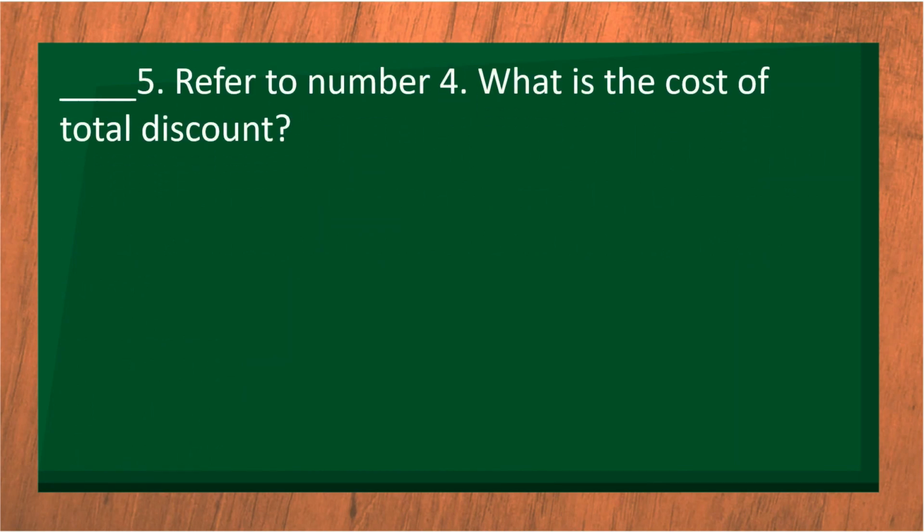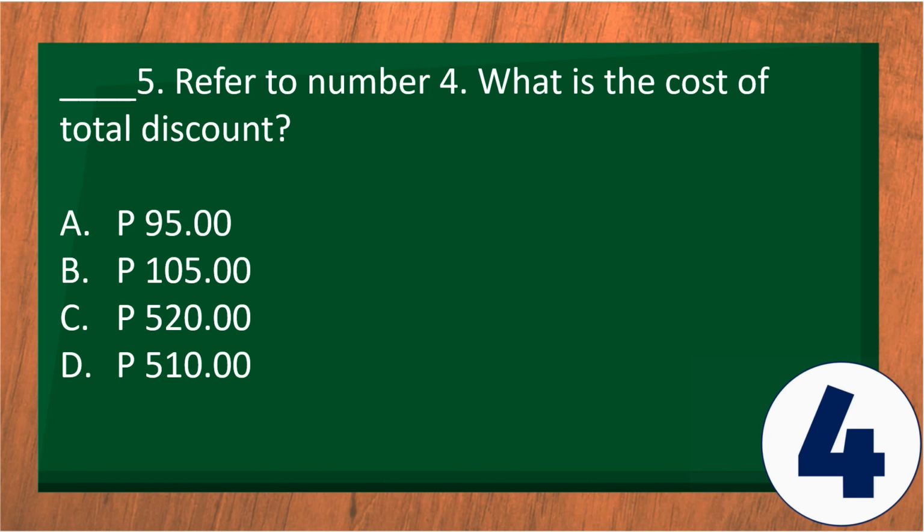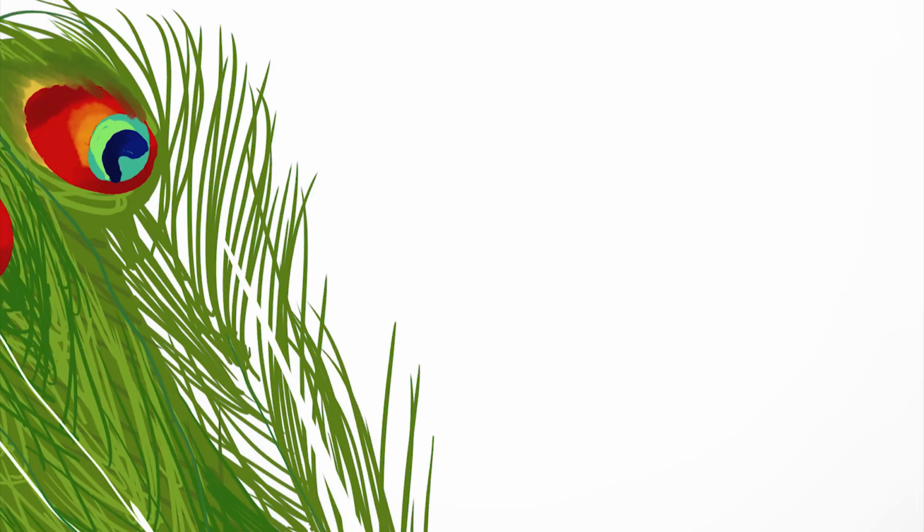Number 5. Refer to number 4. What is the cost of total discount? Letter A, 95 pesos. Letter B, 105 pesos. Letter C, 520 pesos. Letter D, 510 pesos. The correct answer is letter A.